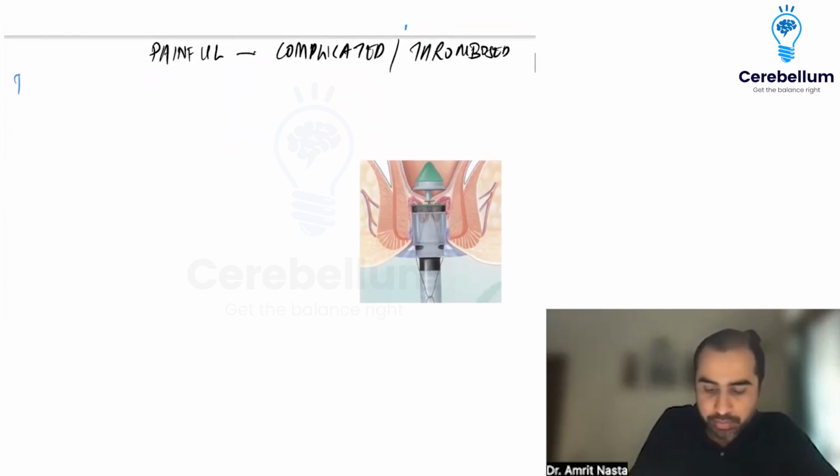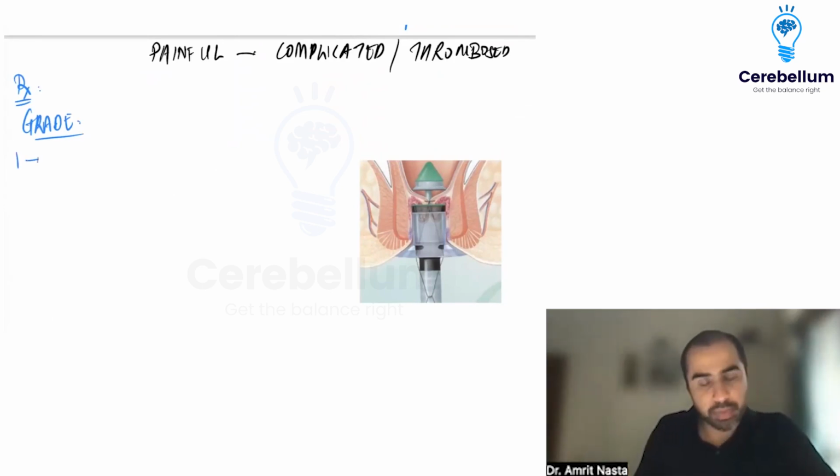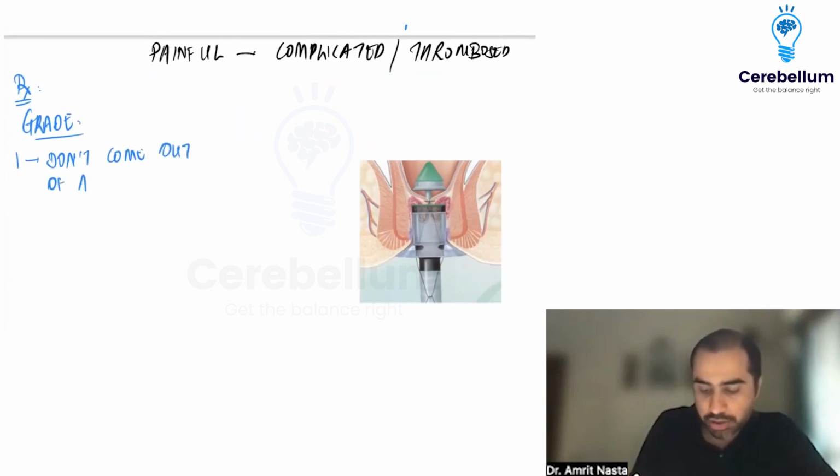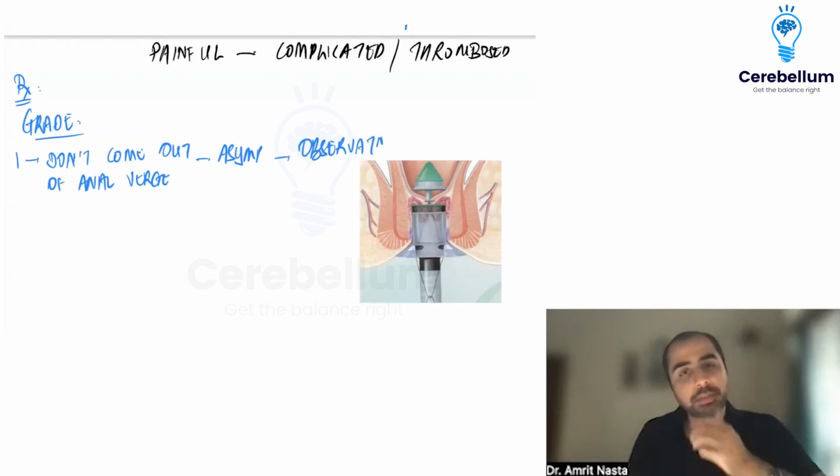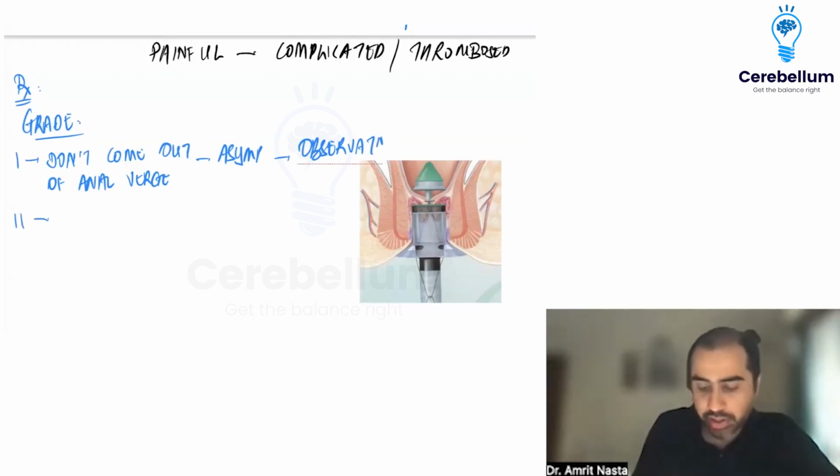How are you going to treat them? The treatment depends on the grade. Okay. So depending on the grade of the hemorrhoid is the treatment. If it is grade 1 hemorrhoid, grade 1 means they don't come out of the anus. They don't come out of anal verge. That is grade 1 hemorrhoid. And it is asymptomatic. You will just do observation. Nothing has to be done. Grade 1 hemorrhoids, observation.